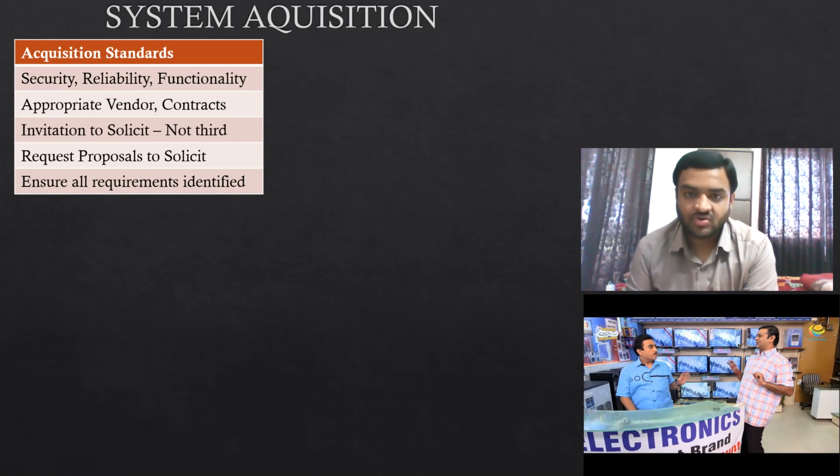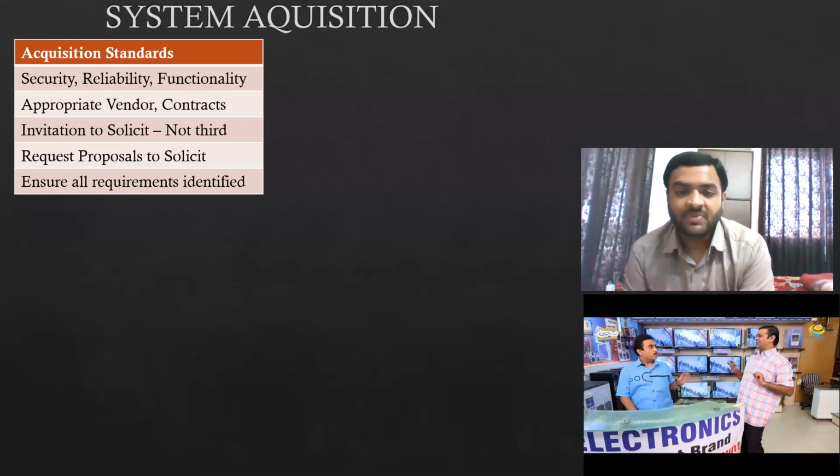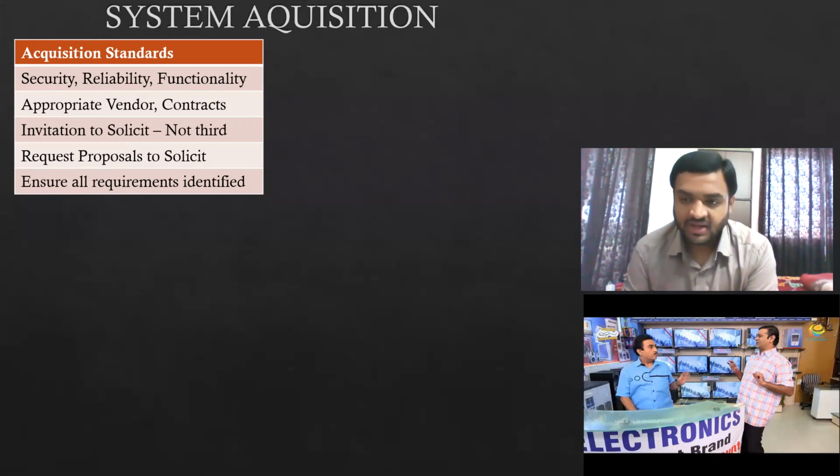Then if you also want to approach the third parties or the local vendors, even if they are not meeting the requirements, but you think that they have the potential to develop such a system, you will prepare a request for proposals to solicit. So for specific people, we will use invitation to solicit. For everyone, including the third party and the local vendors, we will prepare a request for proposals to solicit. We can also call it RFP. For third party and local vendors, we will use RFP.